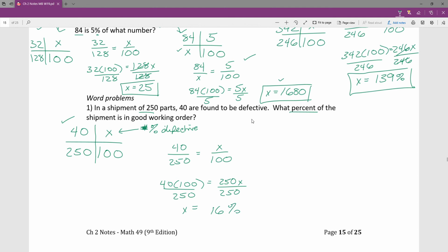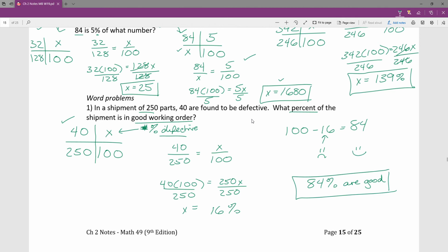Now, in order to answer this question, we have to make sure that we've kept track of our x value carefully and we're reading the question carefully. It says, what percent is in good working order? So a bit tricky. It would be 100 minus 16, right? Because these ones were the bad ones. What we're going to be left with then are the good ones. And so we'd get a final answer of 84, or 84% are good. And again, it's not smiley faces, sad faces that's your answer, but it illustrates that understanding. And so be intentional with what X is representing and be intentional with how you're answering your question.